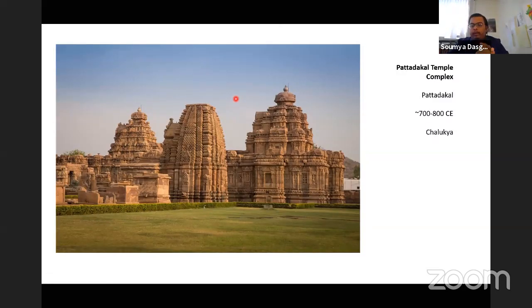Now, one of the most interesting sites for me is perhaps the Pattadakal temple complex, and I'm getting chat messages. It was initially a sun temple and later on a Shiva or Vishnu temple. Maybe I am not sure about the deity here, but I just assume that, yeah, it can be true.